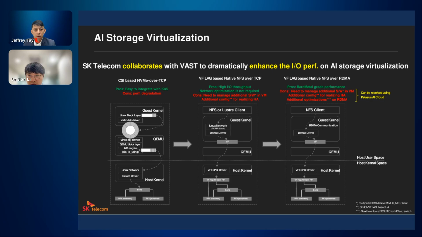That said, achieving this requires careful engineering: integrating a multipath RDMA kernel module inside the VM, using an RDMA-optimized NFS client, configuring the VF LAG for HA, and enforcing advanced virtual NIC behavior, including ECN and PFC and other link-level performance policies. To remove that operational burden, Petasus automates the entire sequence, from RDMA multipath and NFS client wiring to the VF LAG and the virtual NIC tuning. So operators can attach AI storage to a VM with a single click. The result is the manageability and multi-tenancy of virtualized storage with the near bare metal performance that modern AI workloads demand.